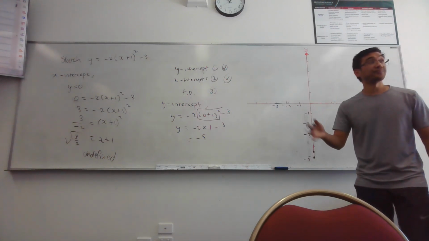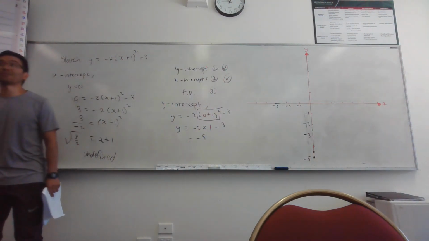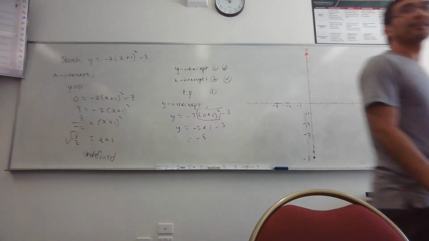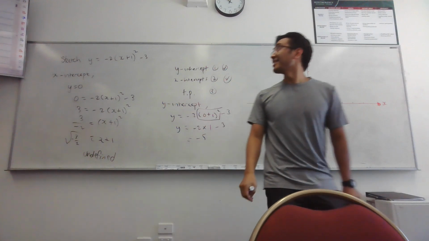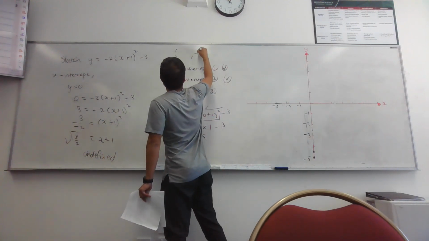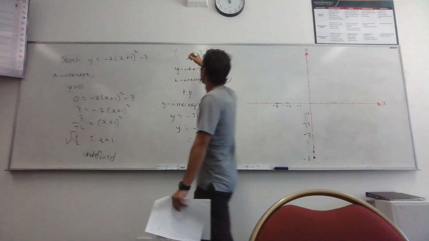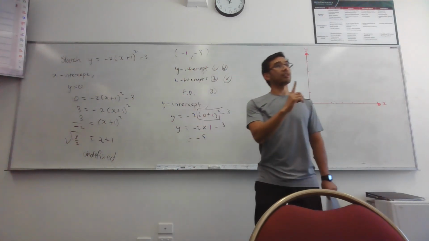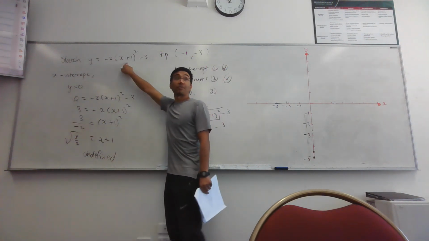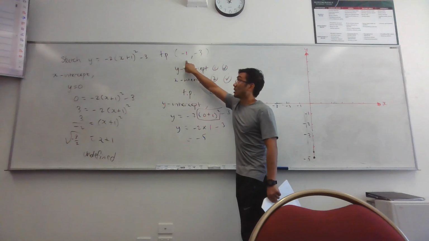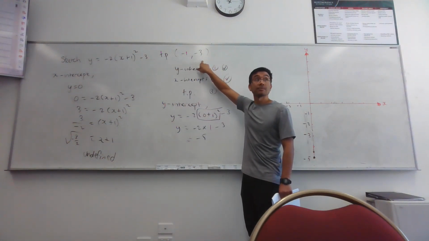We still need a turning point. Does anyone know by looking at this where the turning point is? Tim, do you know where the turning point is, just by looking at the equation? It's at -3 and -5. If you want to find the turning point very quickly, you do the opposite of the bracket. If it's a +1, it lands on -1. But the -3 outside remains as a -3.